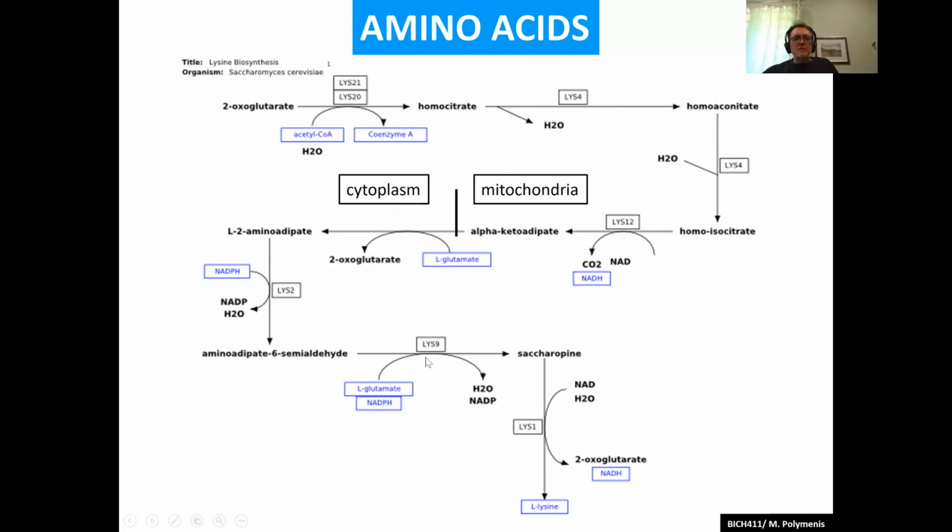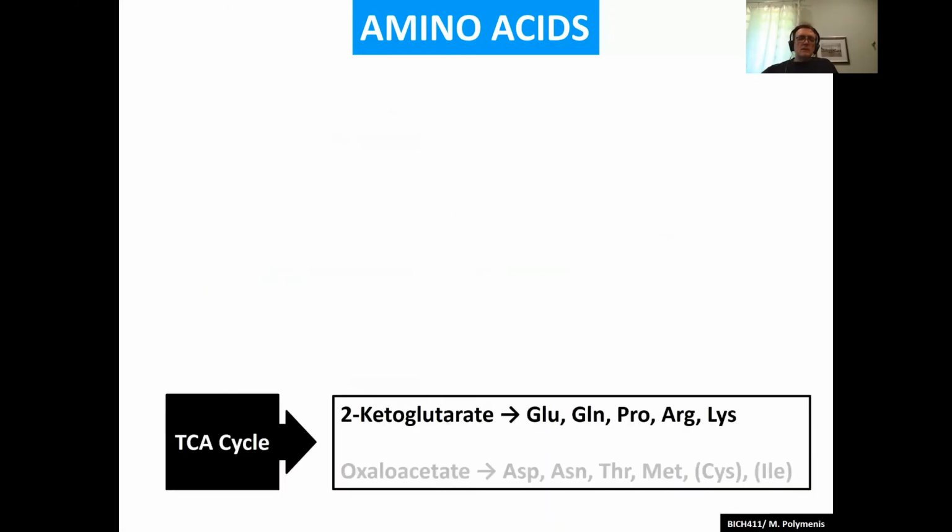And at every step of the way, you use reducing power, and you get what you want. And that closes this sequence of events. Okay, how we go from alpha-ketoglutarate to all these different amino acids, the 5-carbon amino acids, so to speak.